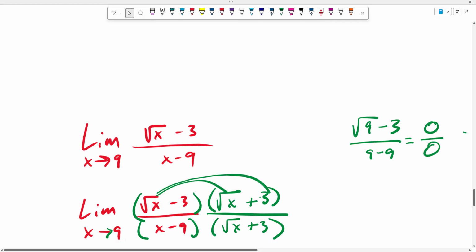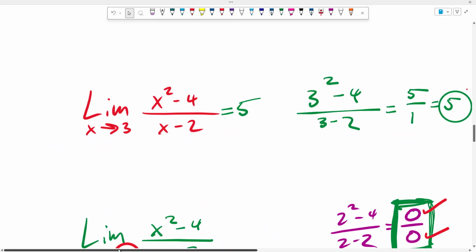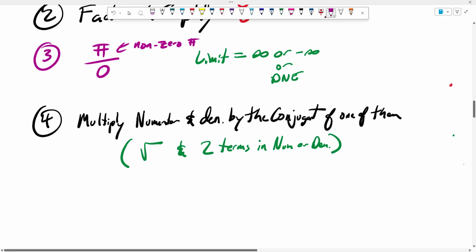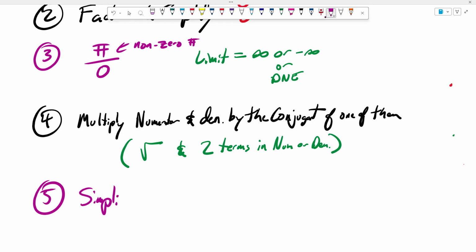So let's call this trick 5. Simplify complex fractions, which are fractions within fractions.